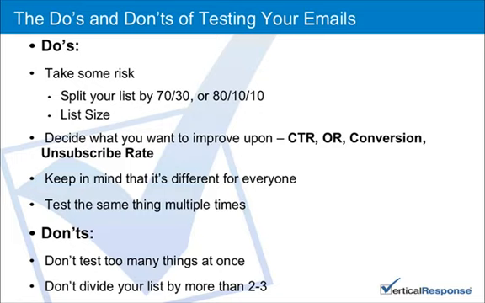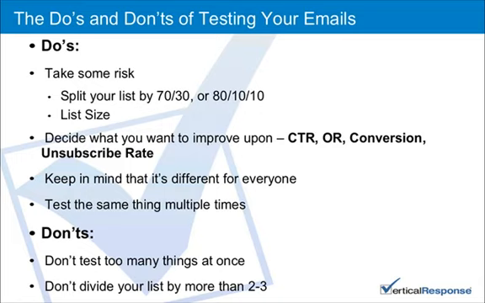Also, decide what you want to improve right up front. If you're looking to improve your click-through rate, your open rate, your conversion, or your unsubscribe rate, you want to decide right off the bat what you're looking to improve and test that. If you're not really sure and you just want to test and see what happens, I would start with your open rate. I think of it as the top of the funnel for your email. So start there and then kind of trickle down. Maybe then test your click-through rate, then test your conversion. And if you're worried about your unsubscribe rate, if you think it's too high, you can, of course, test that as well.